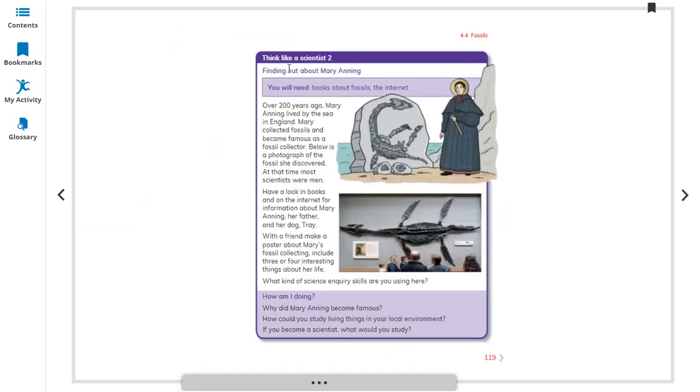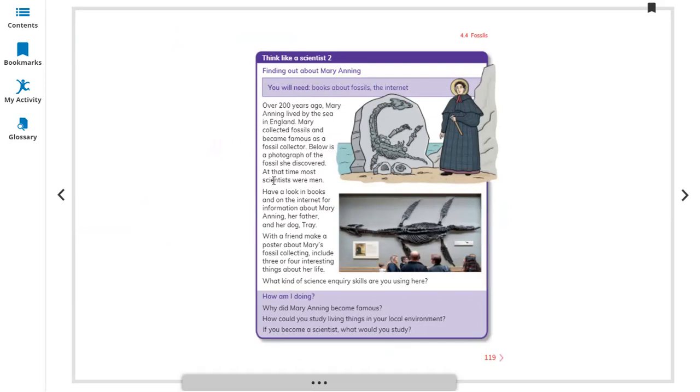Think like a scientist too. Finding out about Mary Anning. You will need books about fossils and the internet. Over 200 years ago, Mary Anning lived by the sea in England. Mary collected fossils and became famous as a fossil collector. Below is a photograph of the fossils she discovered.